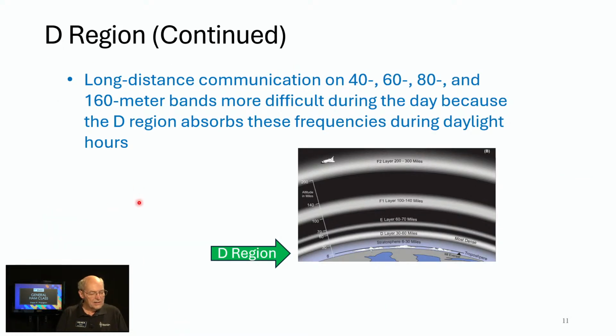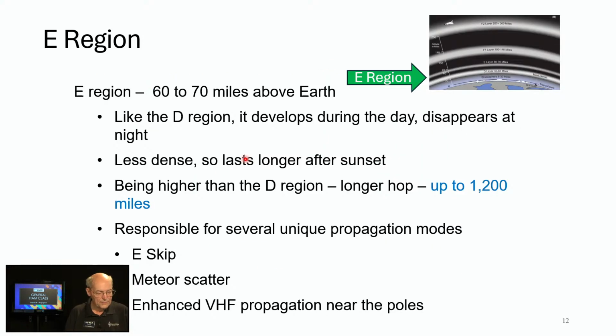A little bit more. So the specific bands that are affected. More blue text here. Long distance communication on 40, 60, 80, and 160 can be difficult because the D region absorbs these frequencies during daylight hours. Kind of mentioned that, but here it's in context of the pool question.